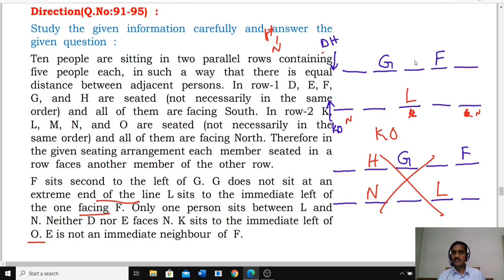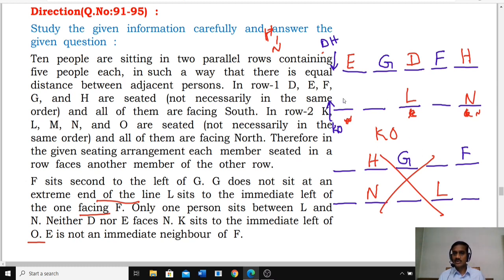G is not an immediate neighbor of F. Where is E placed on the row? If E is here, E and N are not opposite. N and H are opposite. So N cannot be here. N is here. If N is here, H will be here. Then D will be at this place. And then E, G, D, F, H.